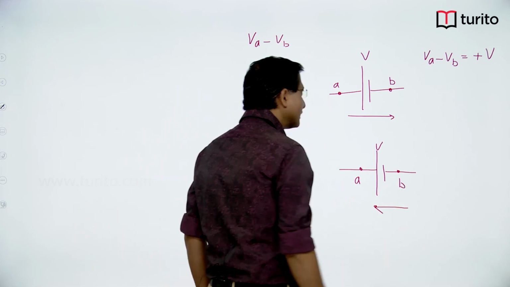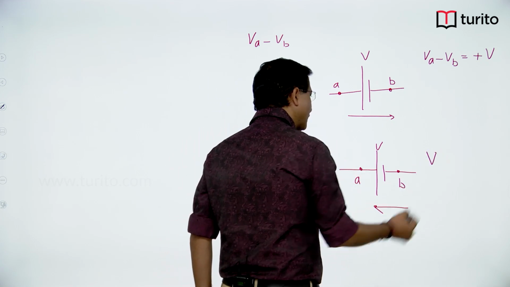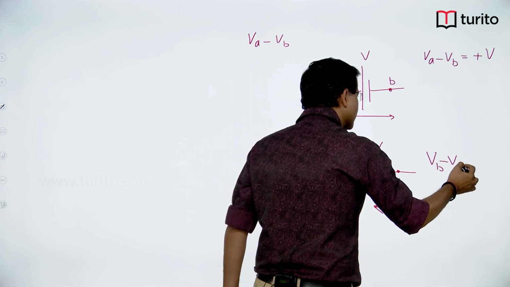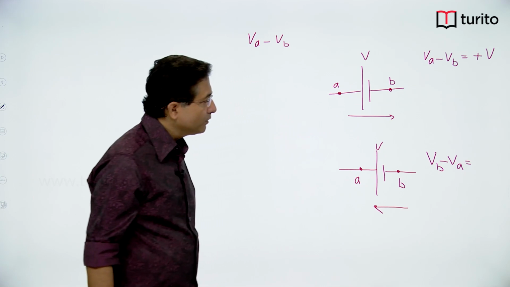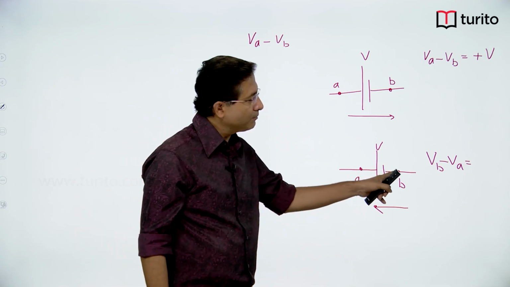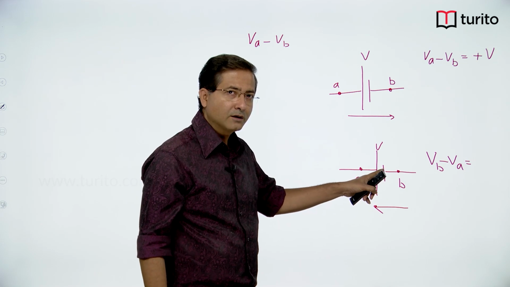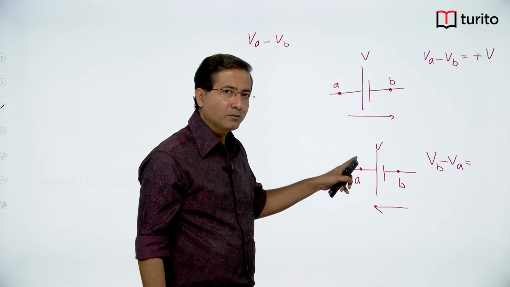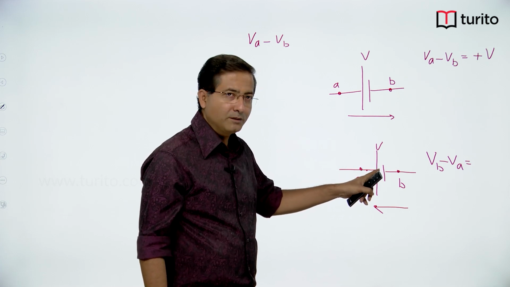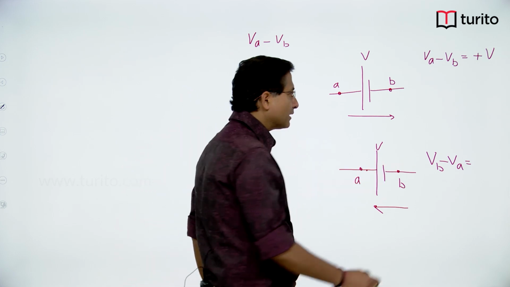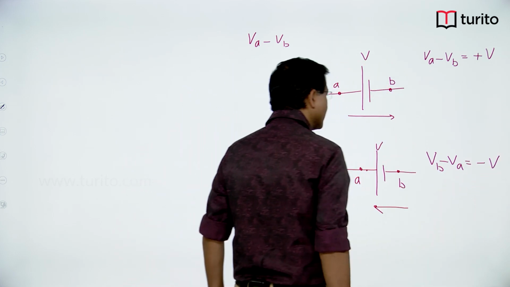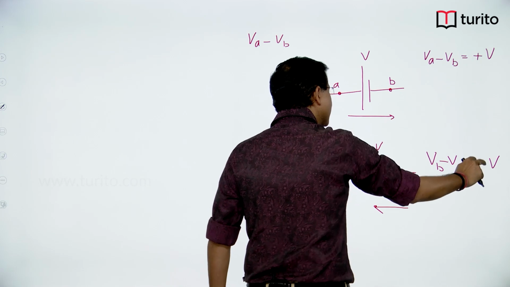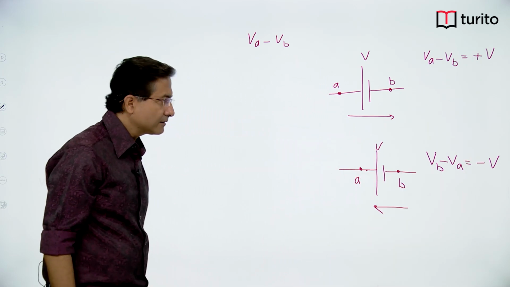Now, if you look at this situation, I am moving this way. So, as I am moving this way, I will write first B, VB minus VA. B is connected to the negative terminal of the cell, right, and A is connected to the positive terminal of the cell. So, this quantity has to be negative. It must be written this way, minus V, and obviously if VA minus VB is plus V, if you reverse this one, then the minus sign will come, simple logic, right.